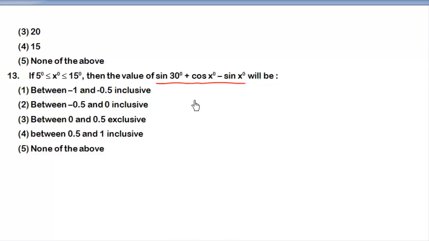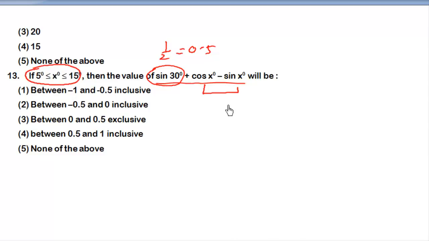Now this question is neither very easy nor very difficult, right? And I'm taking into consideration those people who have studied trigonometry in depth, then definitely they can very well solve this question. They will have no problem with it, right? We all know that sine 30 is 1 by 2, or 0.5, right? Now we need to ascertain the value of cos of x minus sine of x if x ranges in this particular range, that is 5 to 15.